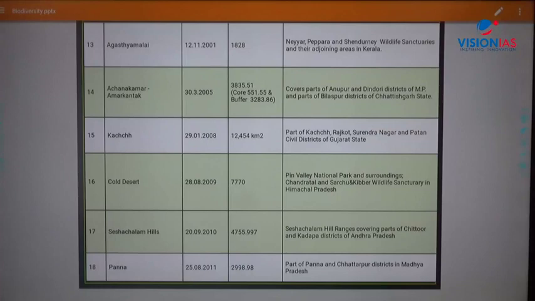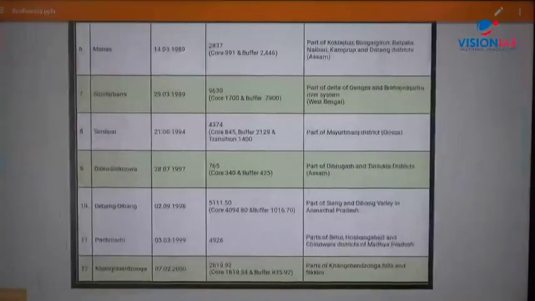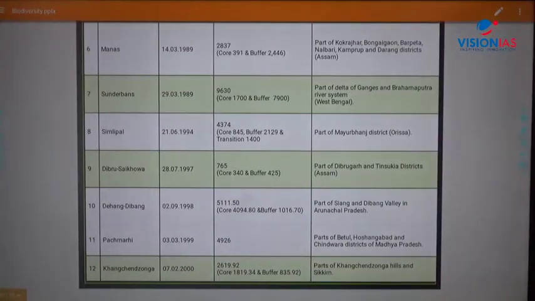Then the 11th one, after the 10th. Come on, 11th. Kanchenjunga Biosphere Reserve, announced by UNESCO as a World Biosphere Reserve in the year 2018. 2016 is Agasthyamalai, 2018 is Kanchenjunga. Kanchenjunga was the 11th one. How many are there? 12 are there. The 12th one happens to be in 2020. The 11th one is in the year 2018, Kanchenjunga.